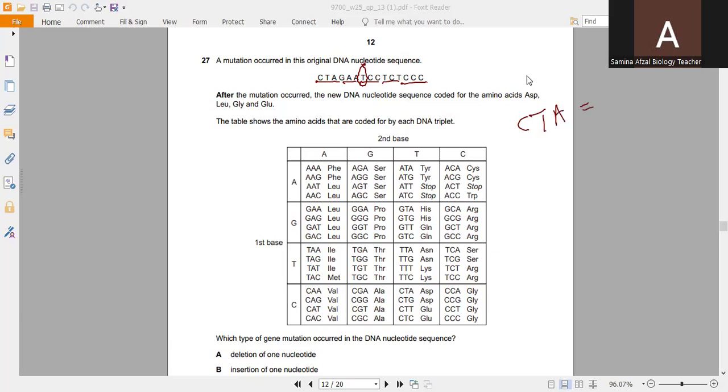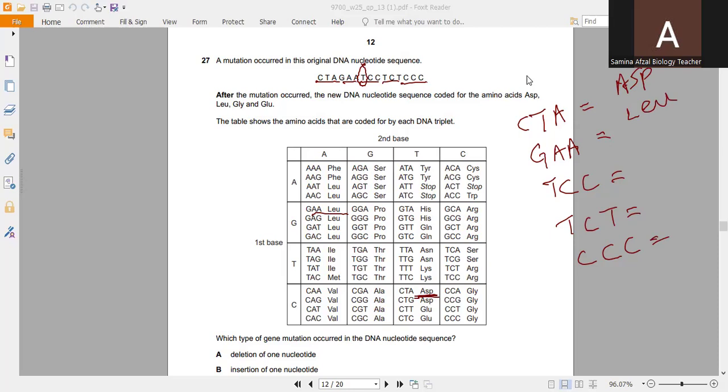CTA, and then GAA, and then TCC, and then TCT, then CCC. So they are CTA, so it is ASP. Then GAA, we will go, it is leucine.